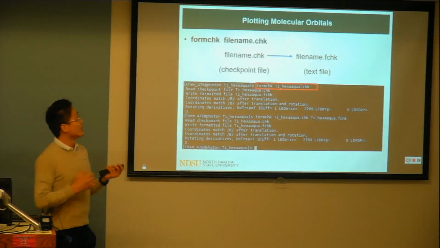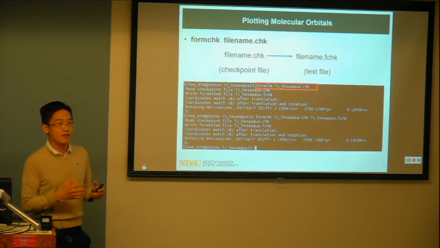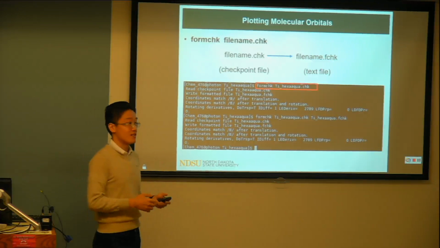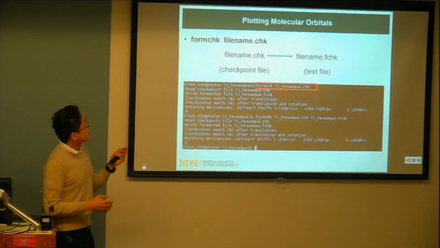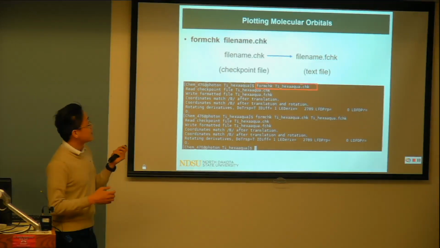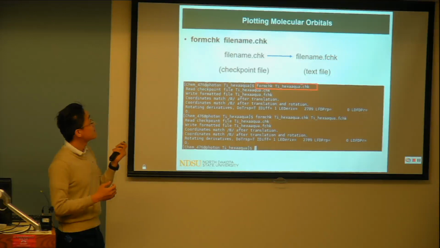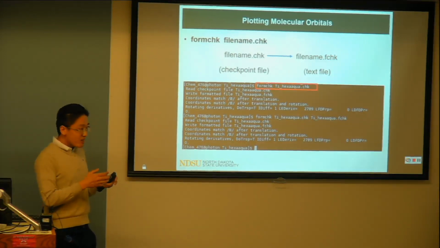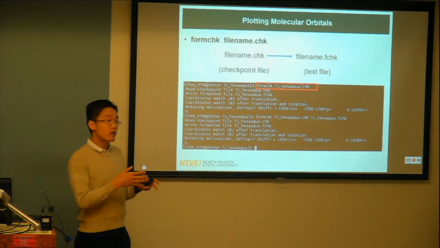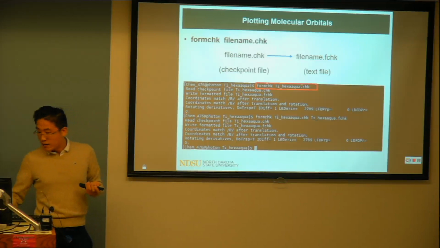So then, let's move on to how to plot the molecular orbitals. It's the coolest part, and all of you are pretty familiar with it. So first, let's convert the checkpoint file into a text file by using the formchk command, just to have a suitable format for visualization software.